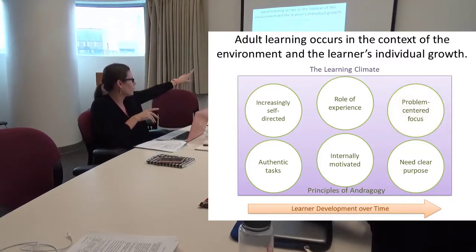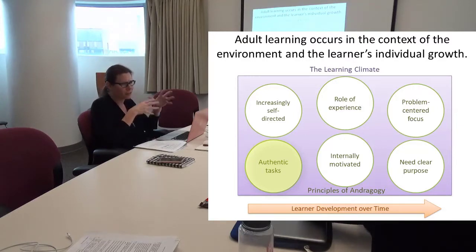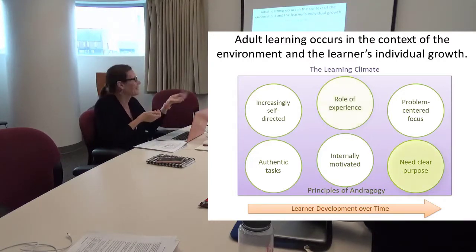So that goes with the authentic task: adults learn better when they can understand how this relates to the real world, and something that at least emulates, if it's not actually in the clinical environment, that it's emulating the clinical environment. They rely heavily on their prior experience when learning, and they need to know why. Why do I have to learn this?